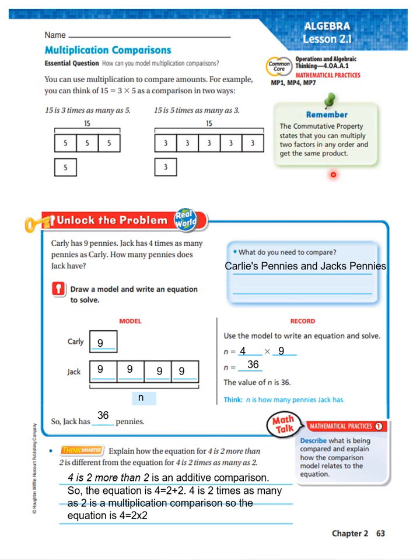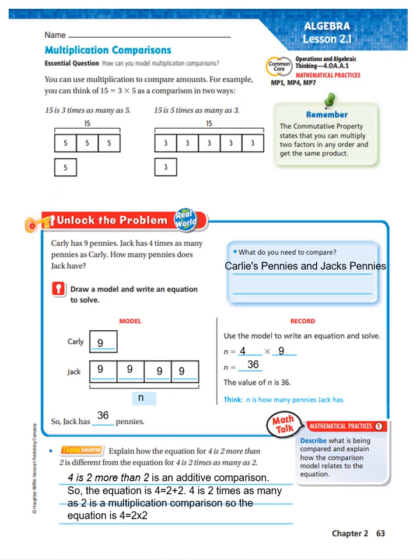Now remember, the commutative property states that you can multiply two factors in any order and get the same product. Very important. So 15 is 3 times as many as 5, or 15 is 5 times as many as 3. 3, 6, 9, 12, 15. So we can say that 15 equals 3 times 5, or 15 equals 5 times 3.